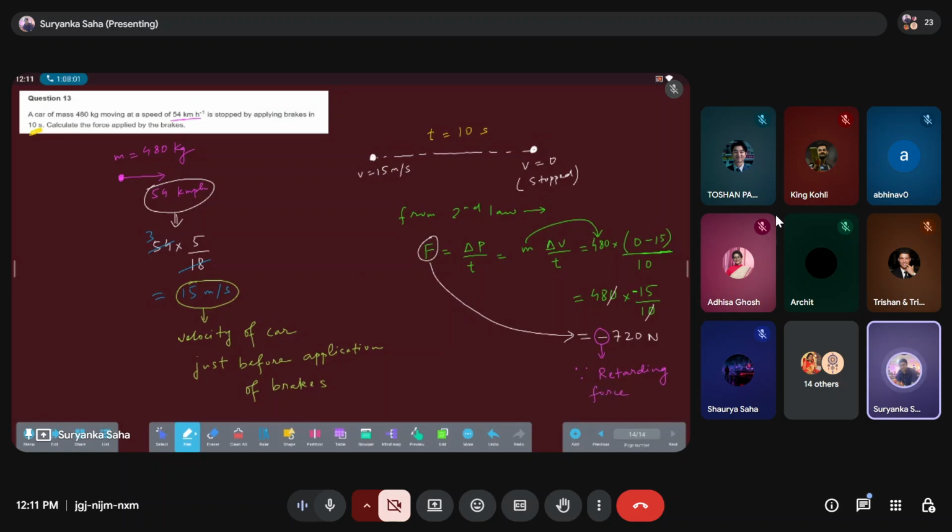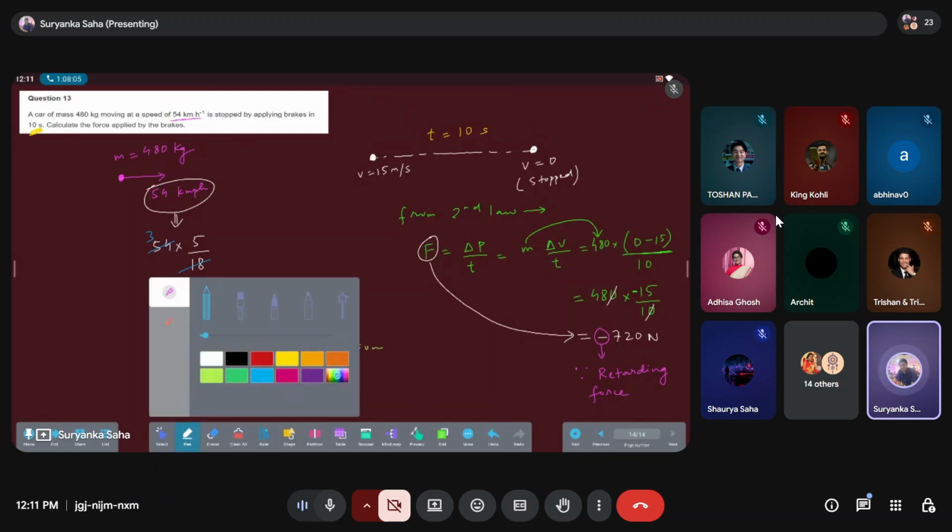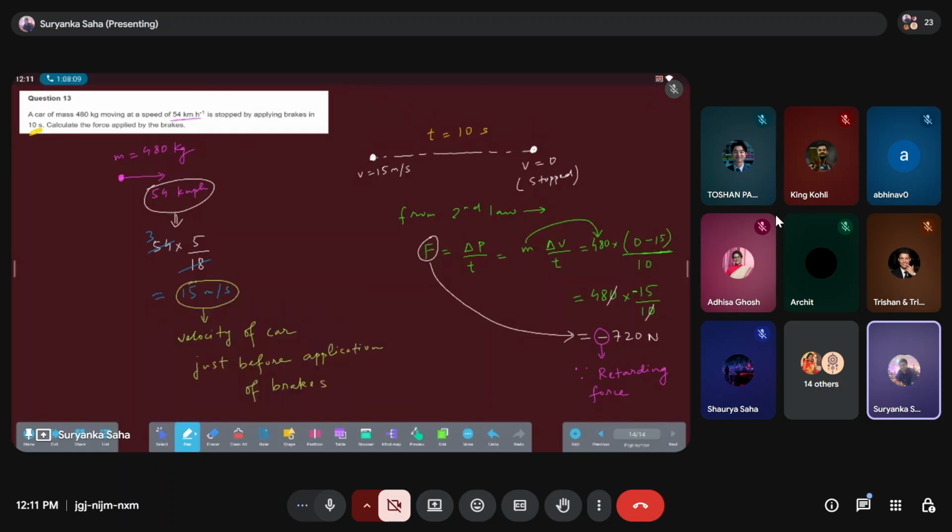Okay, this is the answer. Remember one thing, friction force and brake force, these are all retarding forces and they will always come negative. Friction force is always negative and brake force is always negative. They are retarding forces. They stop a body.